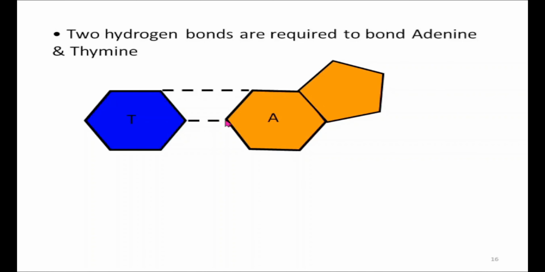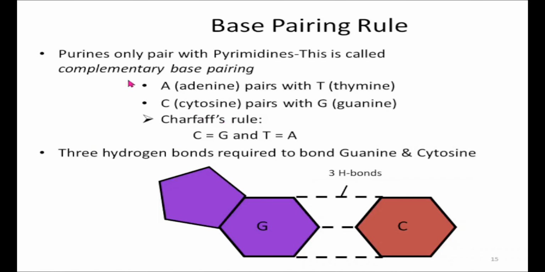That is why adenine always pairs with thymine and guanine always pairs with cytosine. This is their structural conformation, which makes this rule, the base pairing rule.